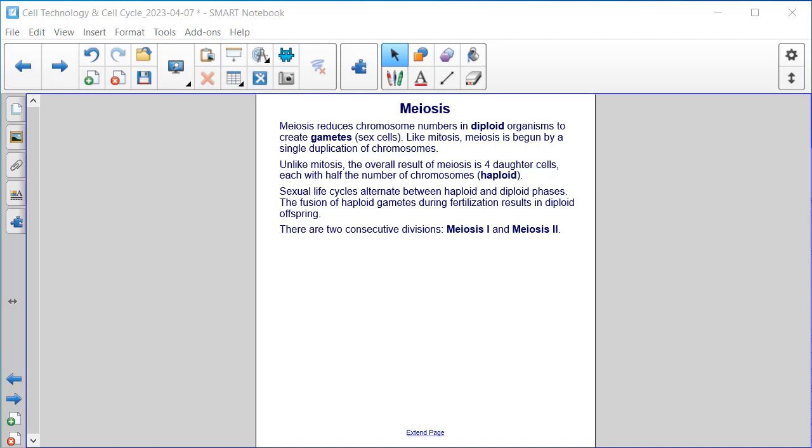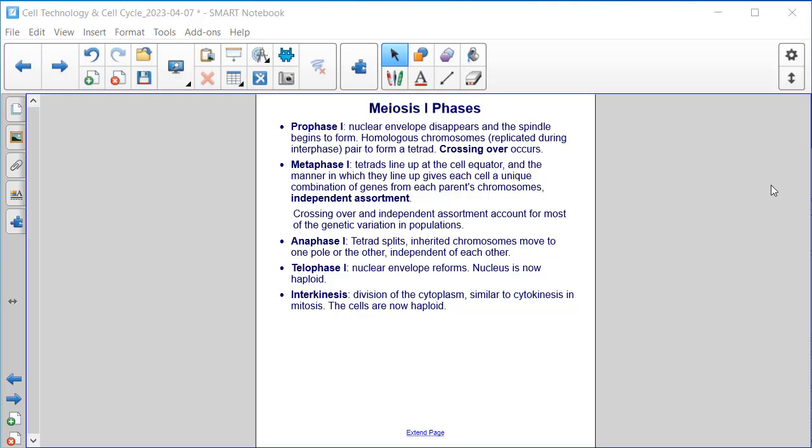There are 2 consecutive divisions, meiosis I and meiosis II. Here are the phases of meiosis I. In prophase I, the nuclear envelope disappears and the spindle begins to form. Homologous chromosomes replicated during interphase pair to form a tetrad. It is at this point that crossing over occurs.